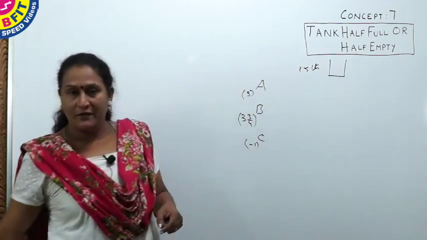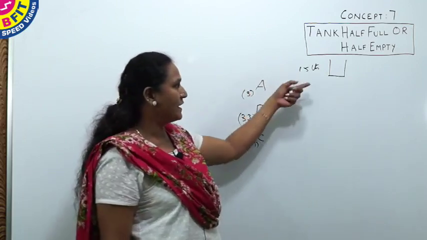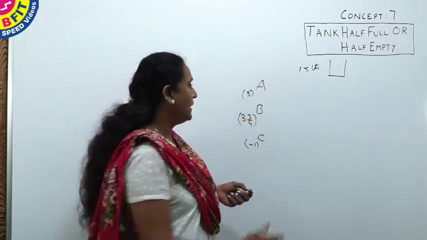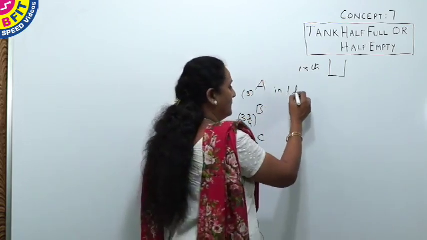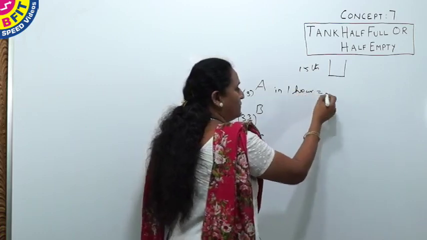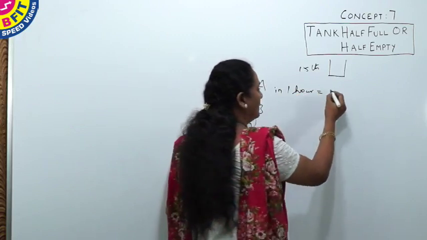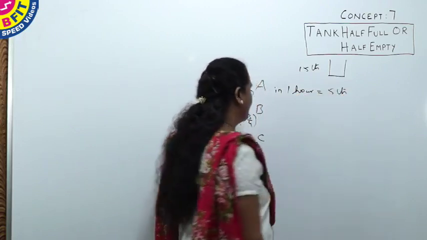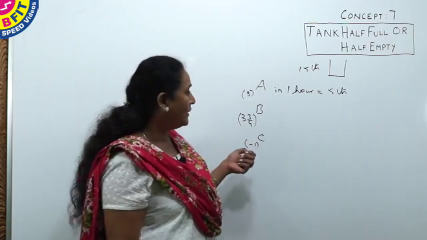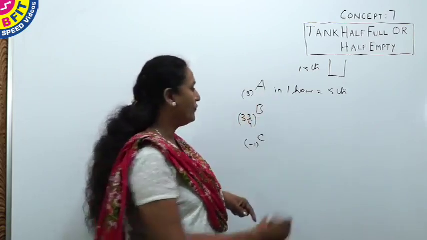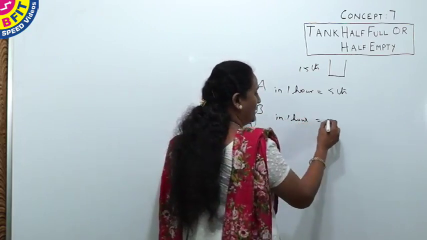And now what is the work? We'll find the work done by A, B and C. So we have assumed the tank capacity as 15 liters, and now in 1 hour, what is the amount of water poured by A? 15 divided by 3, it is 5 liters. And what is the amount of water poured by B? It is 15 divided by 15/4. It is 4 liters.